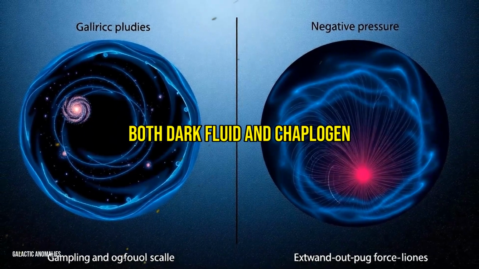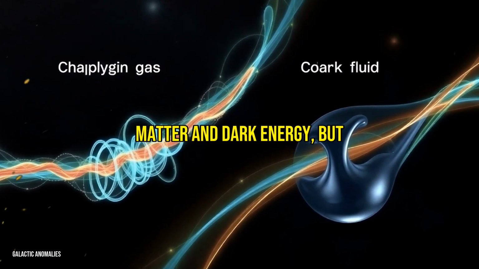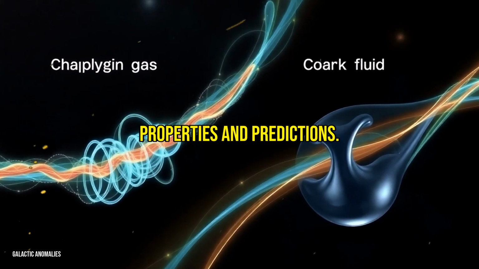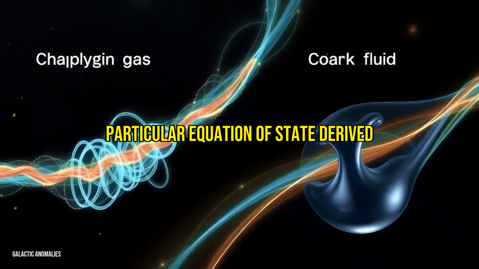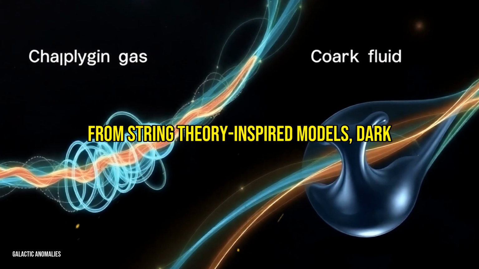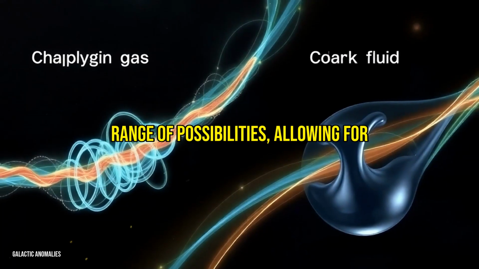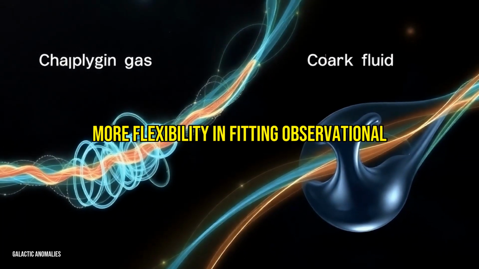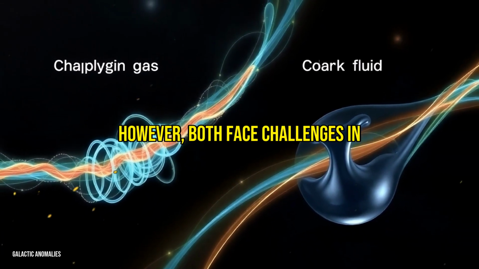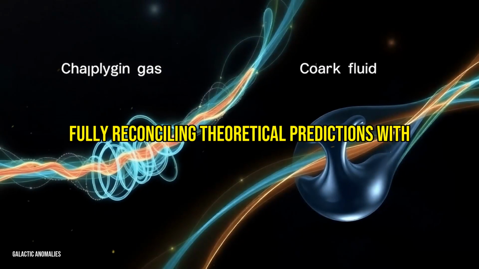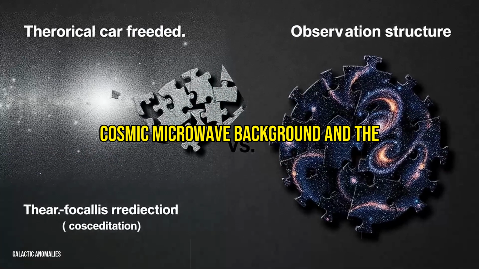Both dark fluid and Chaplygin gas attempt to unify dark matter and dark energy, but they differ in their specific properties and predictions. While Chaplygin gas has a particular equation of state derived from string theory-inspired models, dark fluid theories encompass a broader range of possibilities, allowing for more flexibility in fitting observational data. However, both face challenges in fully reconciling theoretical predictions with the detailed structure of the cosmic microwave background and the large-scale distribution of galaxies.